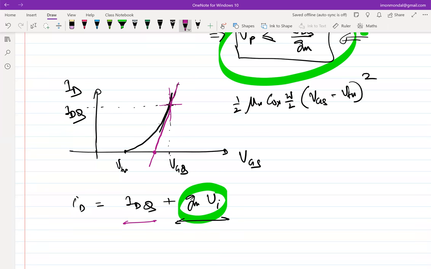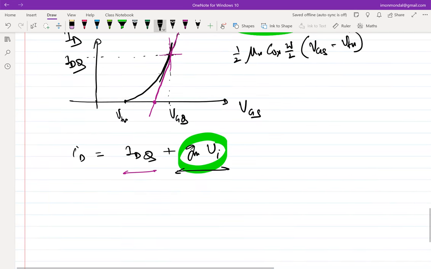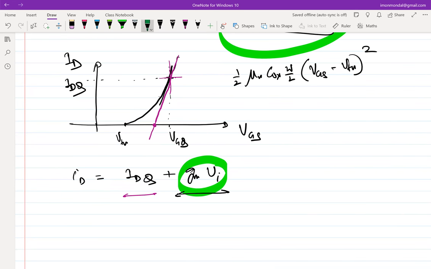So when I am saying my input is swinging, what am I saying on this plot? I'm saying that my input was initially at VGQ, then it is swinging on top of that. Let me sketch this. So this is my VGS. VGS is VGQ plus vi. Correct? So what is VGQ on this plot? VGQ is this point. When I'm swinging my input, what am I doing? I'm moving back and forth around VGQ on the x-axis.